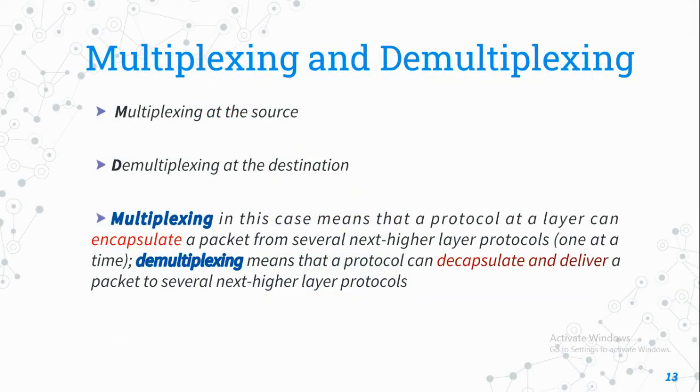Next, the multiplexing and demultiplexing process. Why do we have to multiplex at the application layer? It depends on the application. There are so many protocols and so many applications, so we are doing the multiplexing process. Multiplexing is done at the source and demultiplexing is done at the destination. Multiplexing means that a protocol at a layer can encapsulate packets from several next higher level layer protocols. Demultiplexing means that a protocol can decapsulate and deliver a packet to several next higher level layer protocols.